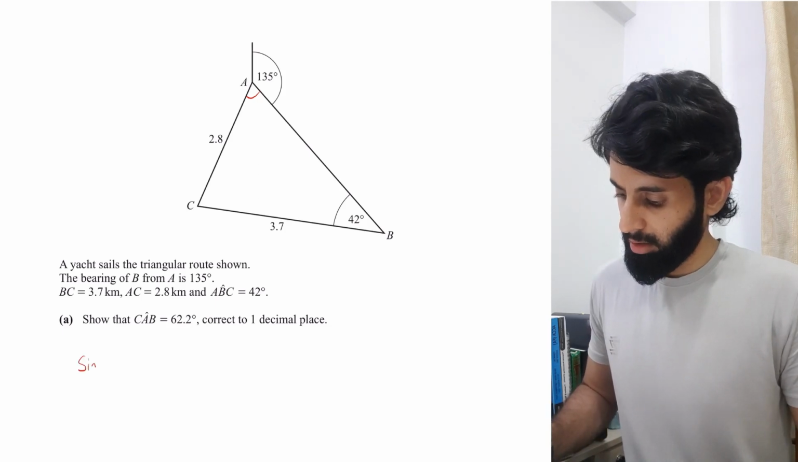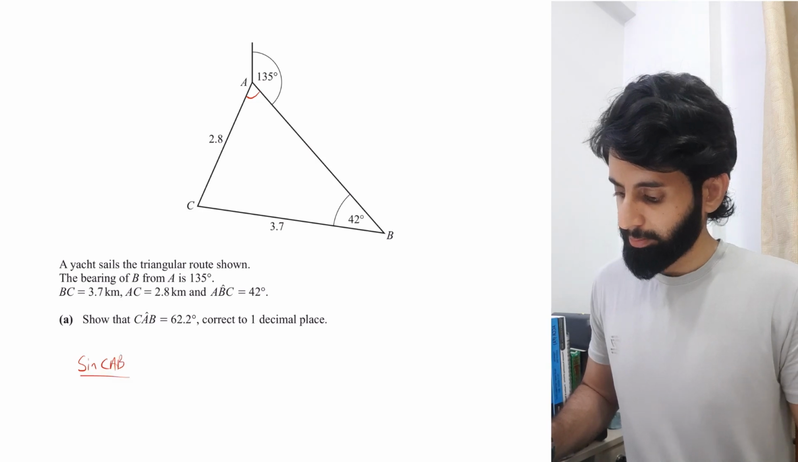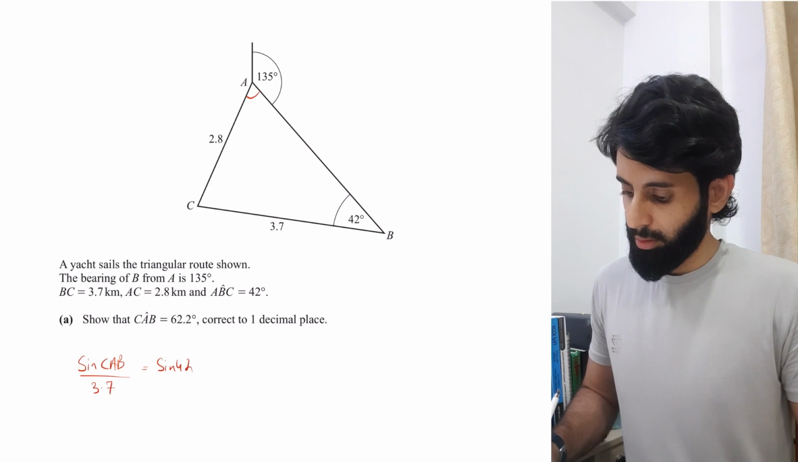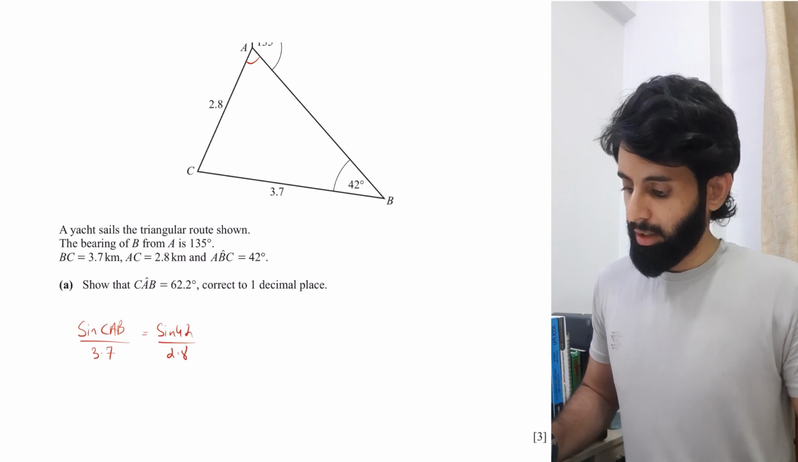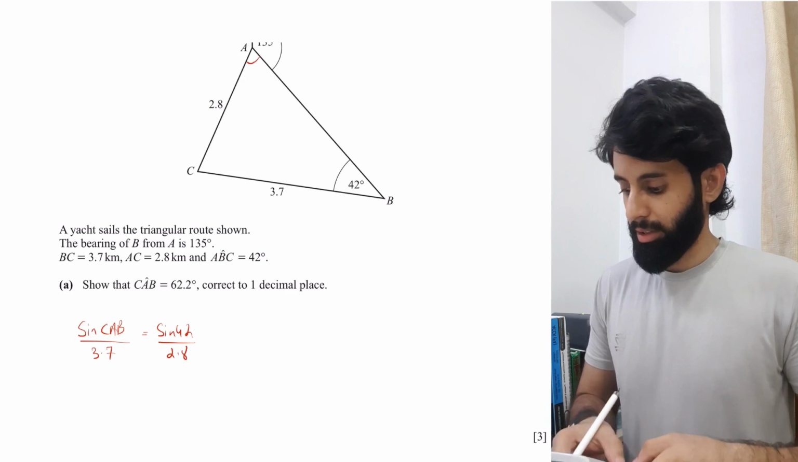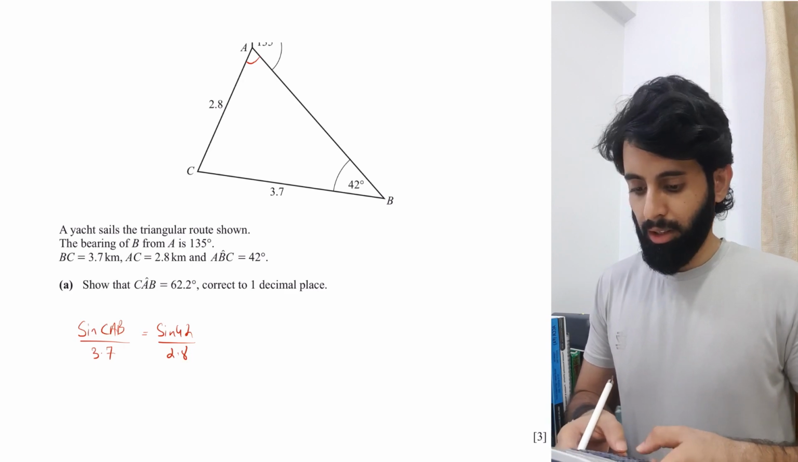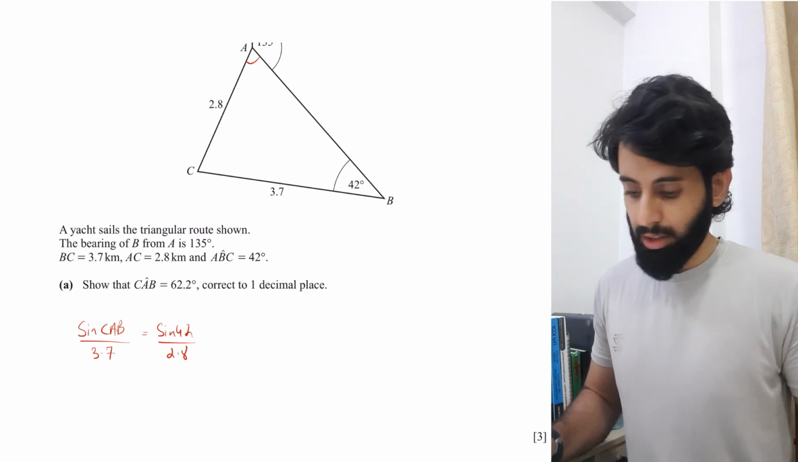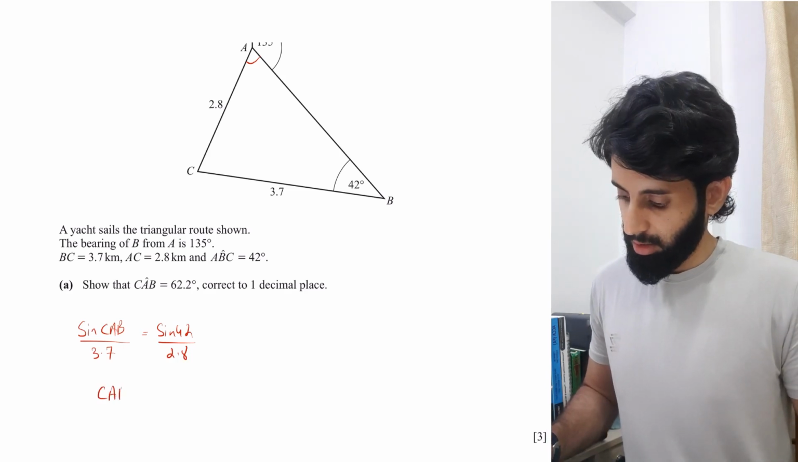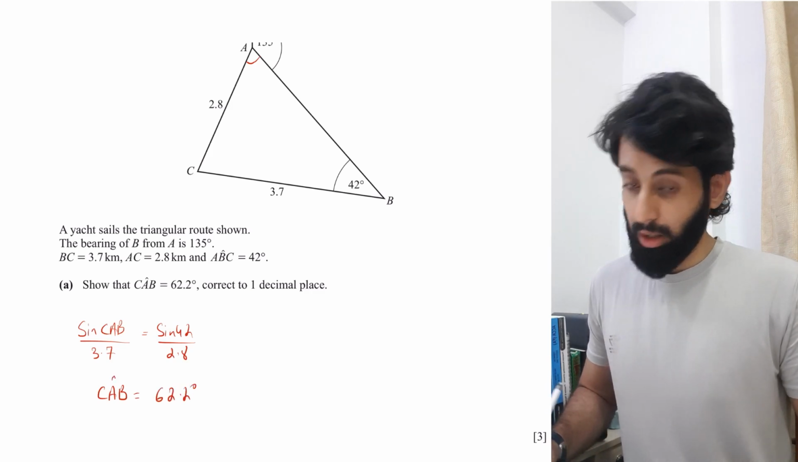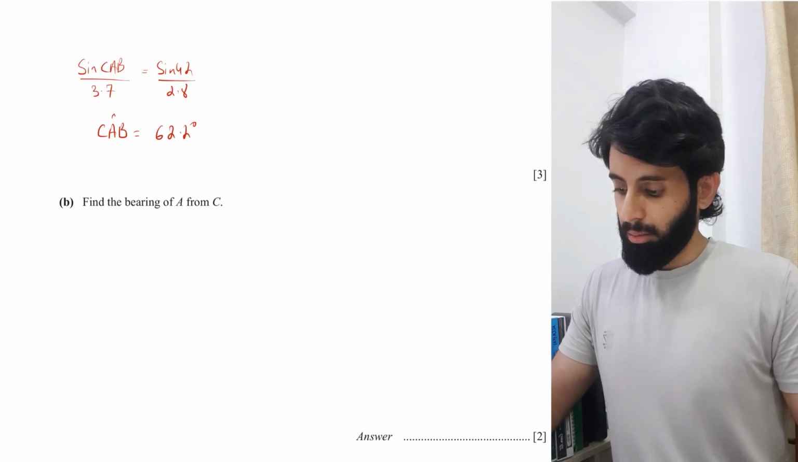So sine CAB divided by 3.7 equals sine 42 over 2.8. Cross multiply, take the sine inverse. So in my calculator, I'm doing sine 42 divided by 2.8 times 3.7, and then I'm going to take the sine inverse of the answer. So I end up with CAB equals 62.2, correct to 1 decimal place. 3 marks in the bag.